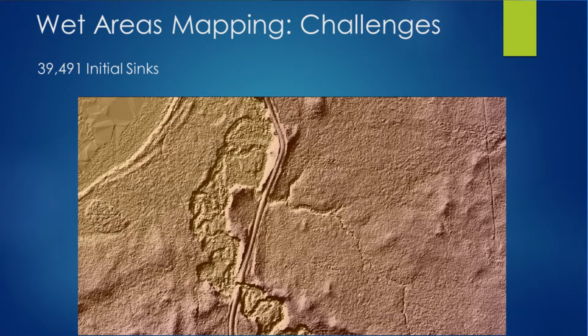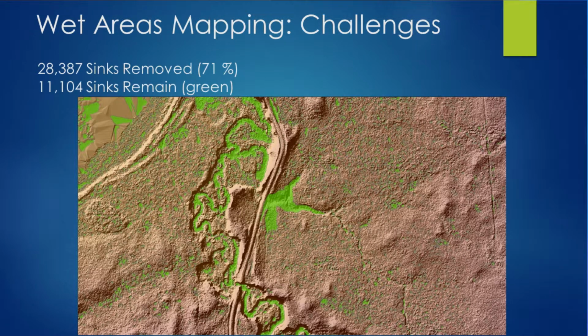In this area, we had 39,000 sinks in this relatively small area. This is the number of sinks that remain after 15 centimeter pre-filling. So we take it down, removing about 71% of the sinks in this particular instance. We remove about 30,000 sinks from additional processing just by doing that pre-filling of 15 centimeters. But we can see that there are still some substantial sized sinks here.